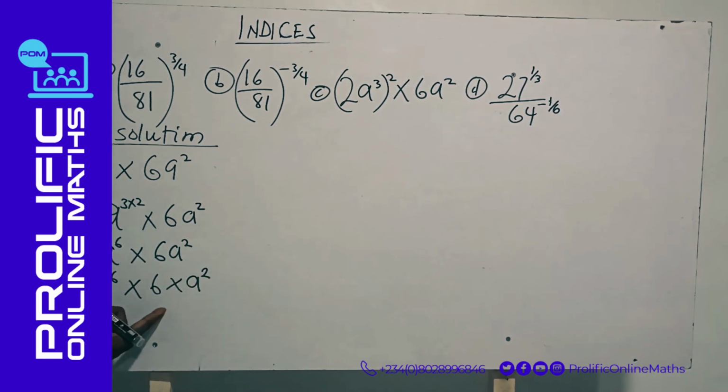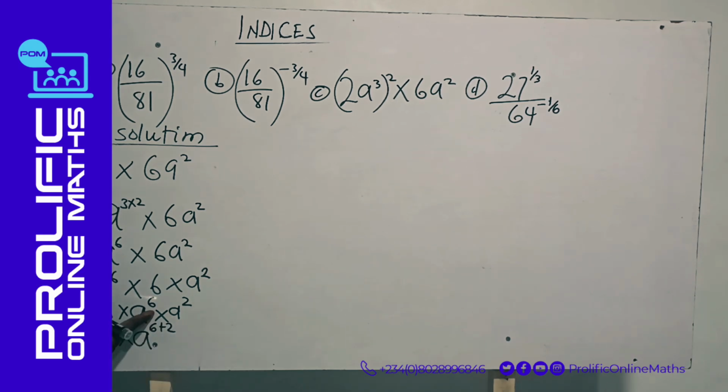So we bring the numbers together. These numbers will multiply each other. So we are going to have 4 multiplied by 6 multiplied by a raised to power 6 multiplied by a raised to power 2. Remember, they have the same base, which is a. So 4 times 6 will give us 24 multiplied by a raised to power 6 plus 2.